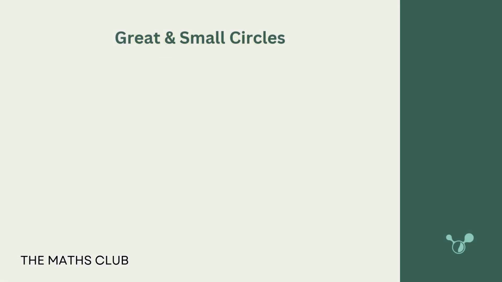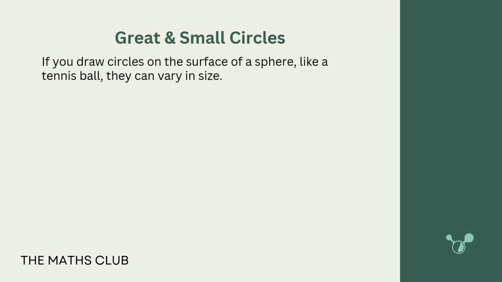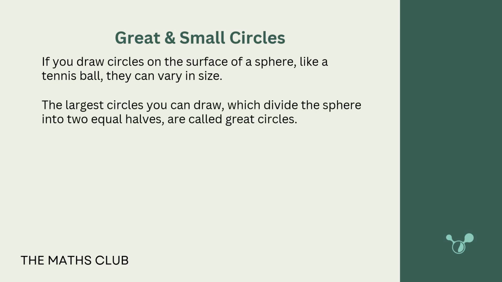Now we're moving to a different concept called great and small circles. If you draw circles on the surface of a sphere, so if you take a tennis ball, that green ball, and you look at the lines around it, or you draw lines around it, you notice that the circles come in various sizes, right? The largest circle, if you see, will divide that into 2 equal halves. That large circle is what you call the great circle.